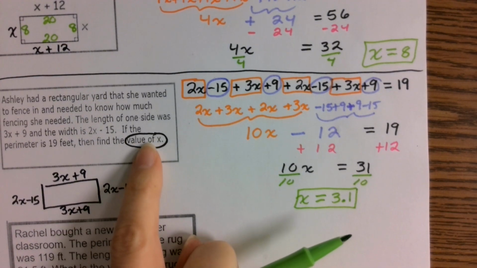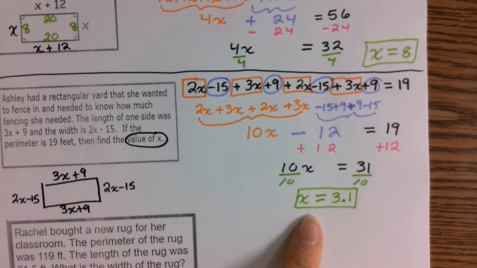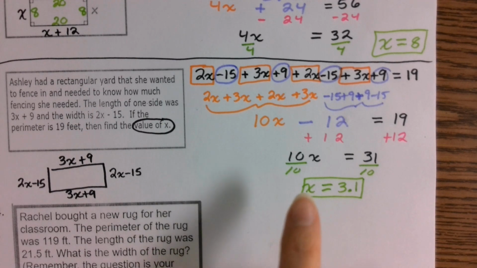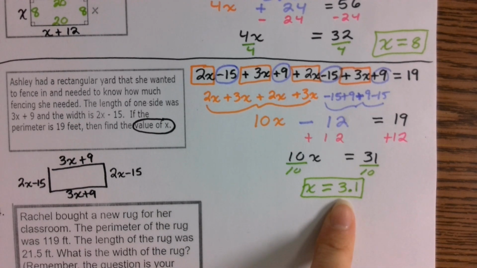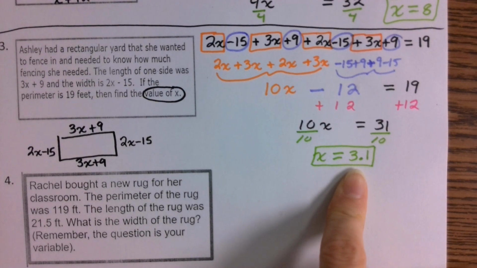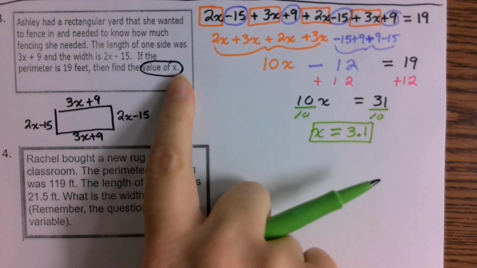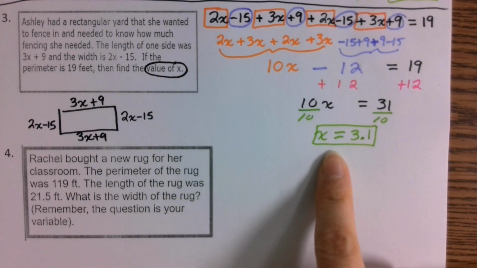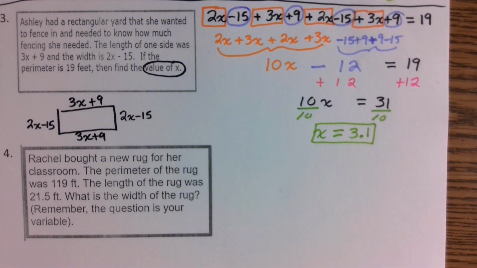The question says the value of x. Did we find the value of x? Yeah, we did. We found the value of x. We're good to go. We're done. Okay, just because I'm asking did we answer it doesn't mean that I'm asking you to go further, guys. Just you need to make sure you're reading the question. Question's asking did you find the value of x? We found the value of x. We're done. Okay?